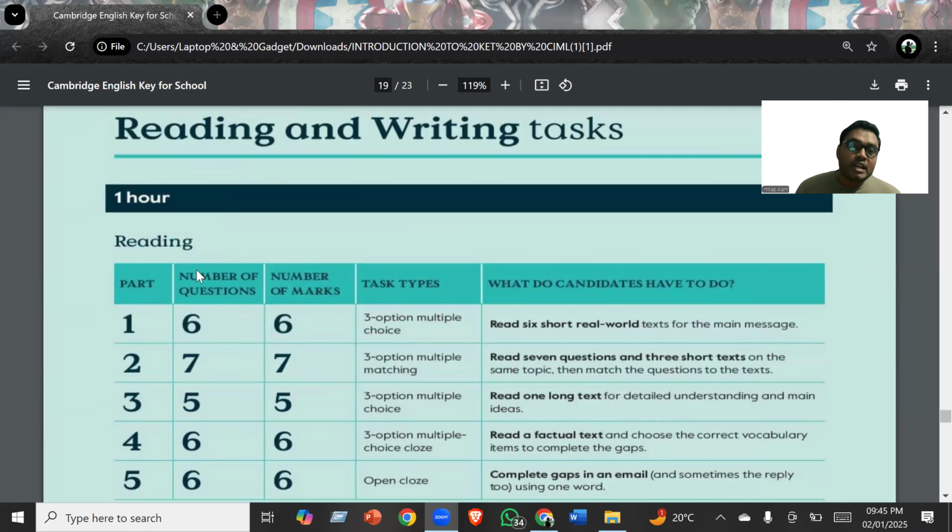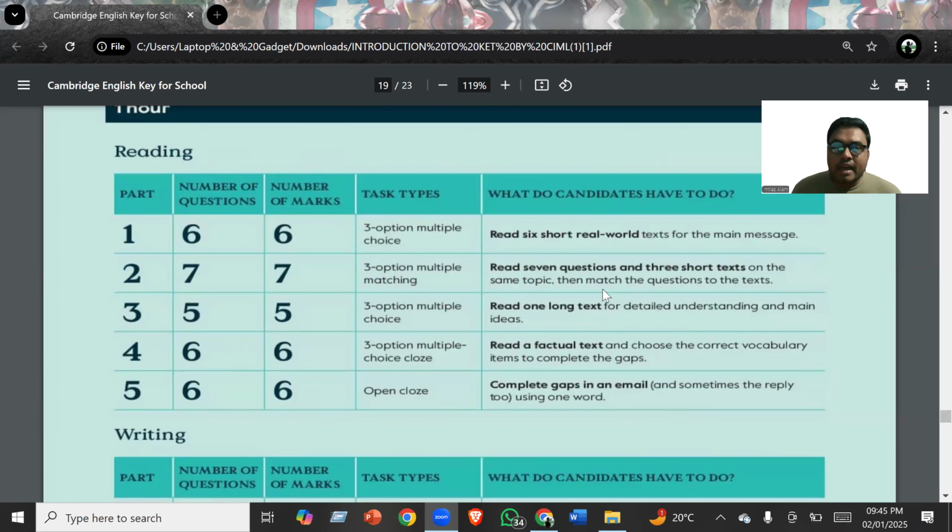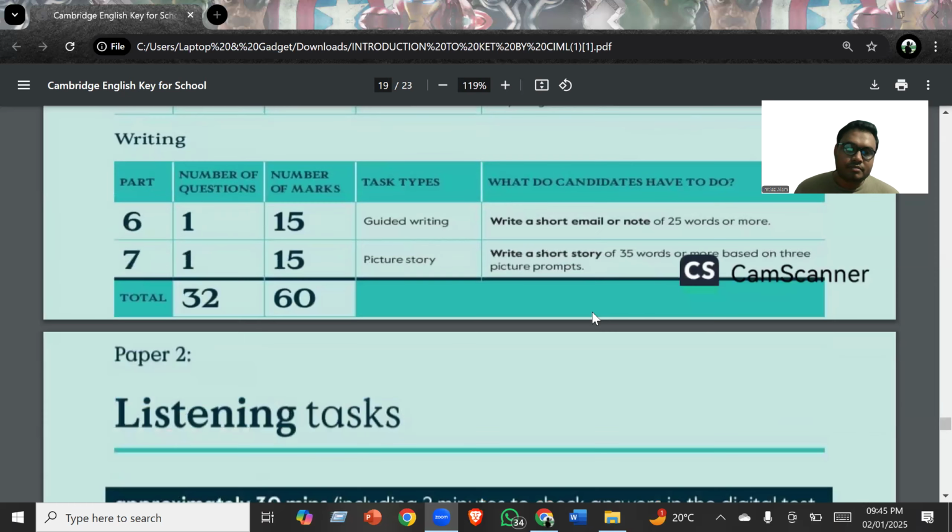And coming to the reading part, you will face 5 parts, and there will be multiple choice, and there will be open cloze, gaps. So you will face these types of things in your reading and writing. You will face various types of multiple choice and various types of gaps in your reading portions.